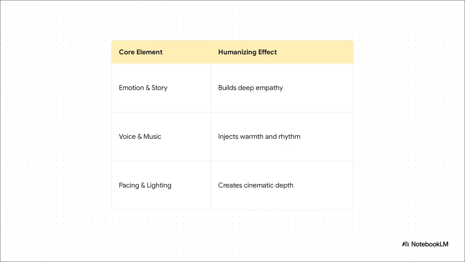These variables perfectly demonstrate the cumulative effect of our layering technique. Emotion and storytelling build deep viewer empathy. Pairing that with voice and music injects incredible warmth and rhythm. And finally, pacing and lighting create that beautiful cinematic depth. You literally cannot achieve a premium documentary aesthetic if you skip any of these synergistic elements. They all have to work together to transform raw code into a compelling narrative.